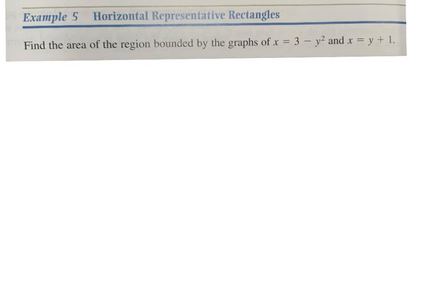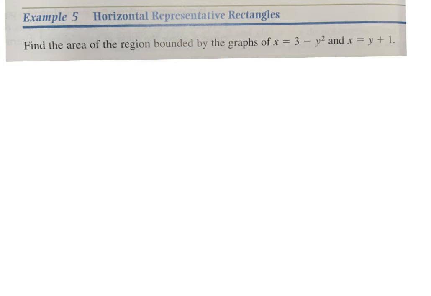This is actually, I feel like they could teach this with horizontal representative rectangles. Find the area of the region bounded by the graph x equals 3 minus y squared and x equals y plus 1. The only time this matters is if you have one in terms of x and one in terms of y. Both of these are x equals a function, and so you can literally set it up exactly the same way. You're just doing f of y instead of f of x, so you're just integrating y instead of integrating x.